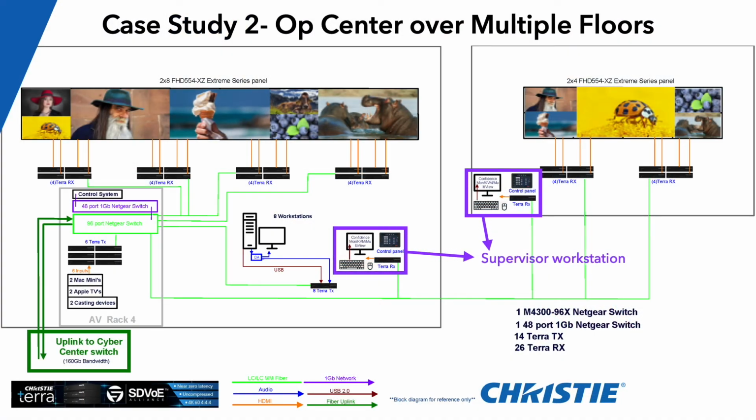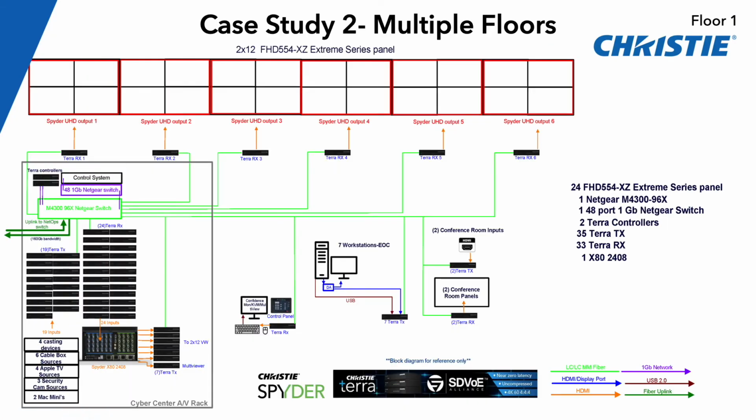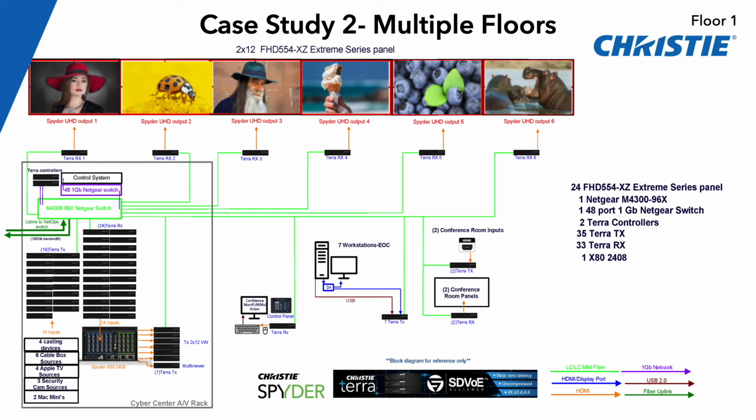Here's another supervisor workstation that I have. 8 workstations sitting right in front of that video wall, and they have total control for routing layouts to that 2x8. Here's downstairs, okay? So downstairs, they have a 2x12 video wall. This is a little bit different here. So now I've got a receiver that is for the 2x2s, and they can route video like this.